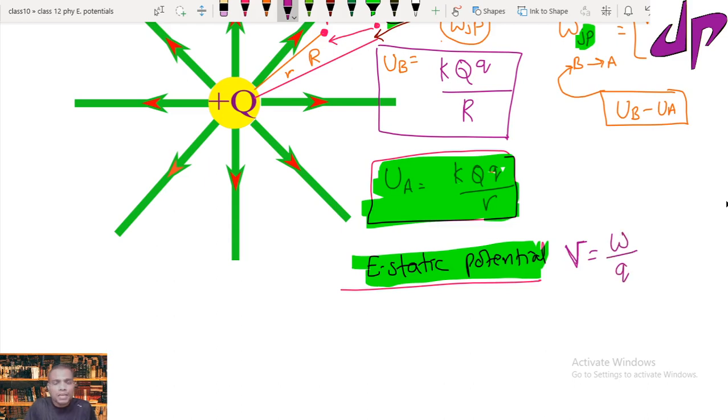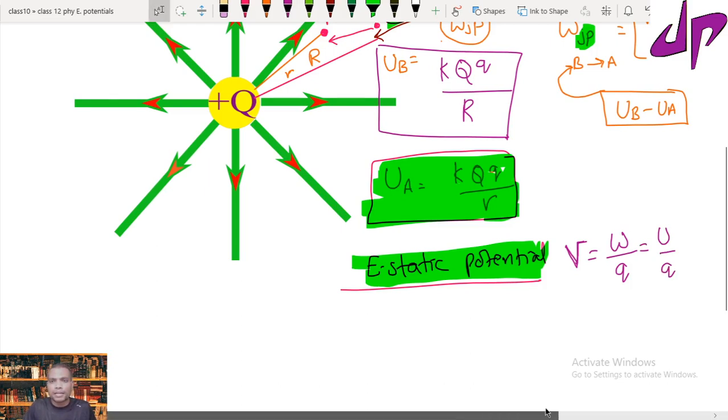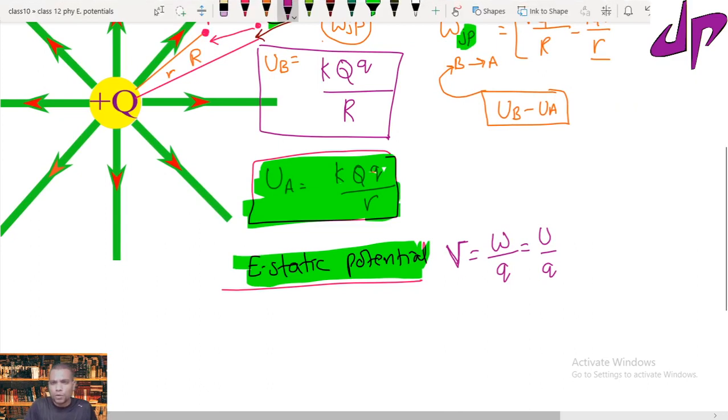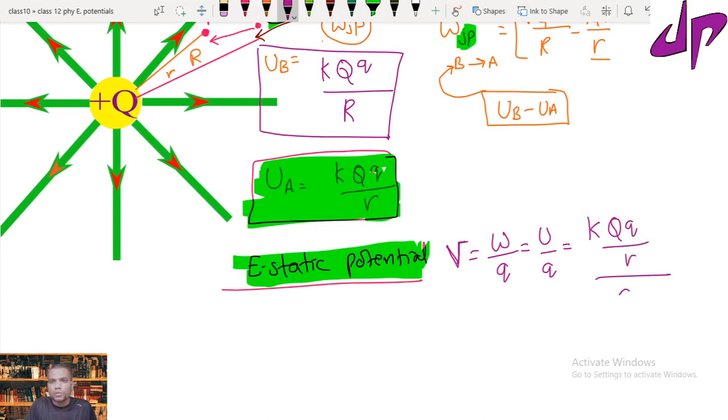So here work done will be stored in the form of potential energy. So potential energy per charge. If we write the potential energy of a charge at a location, it is K Q q upon r, all over q. Now here you can see we are removing the test charge magnitude.